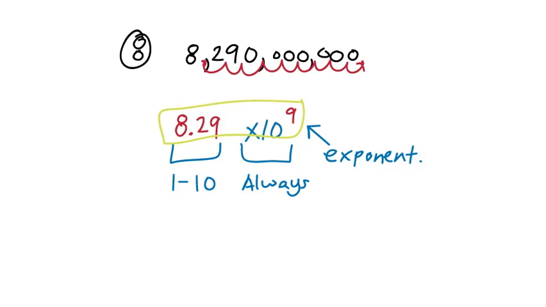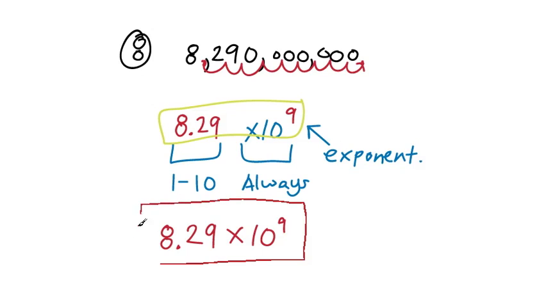And you know, right here I've just shown a lot of work. So what we should really do after we show a lot of work is to write our answer a little clearer so that there is no confusion where the decimal is and what our exponent is and everything else. So this is our answer right here. Our answer is 8.29 times 10 to the 9th power. And so this is in scientific notation.